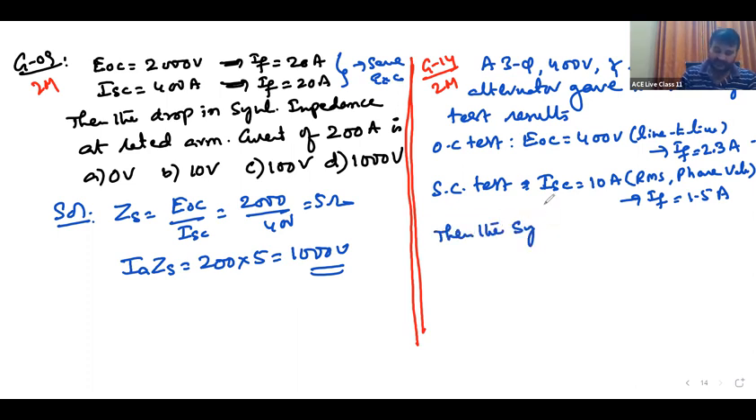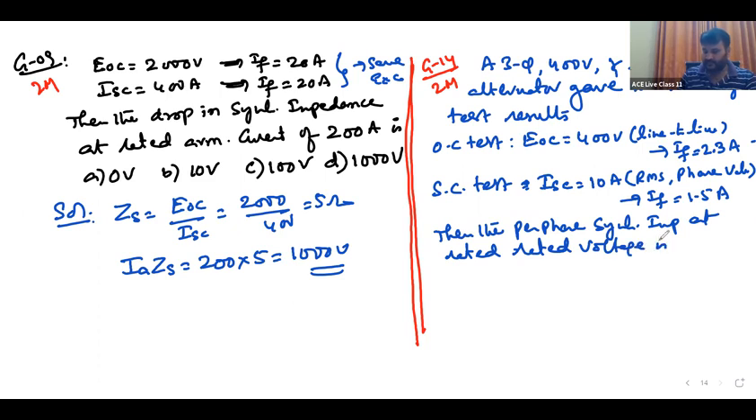Then the per phase synchronous impedance at rated voltage is dash. This is the question. Question is clear, na? Yes.